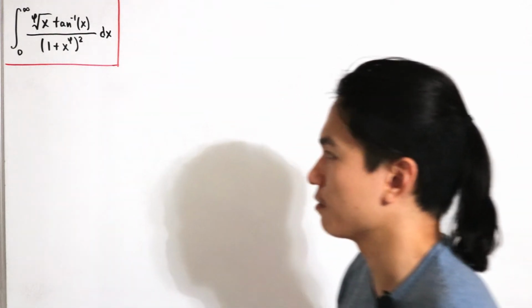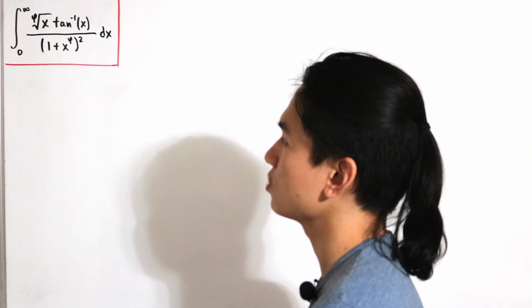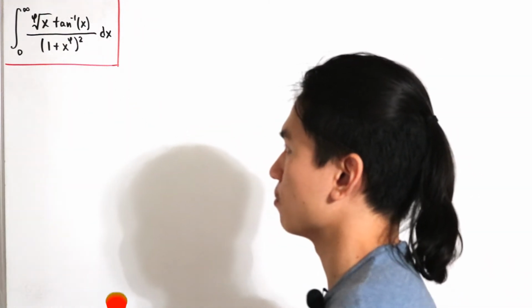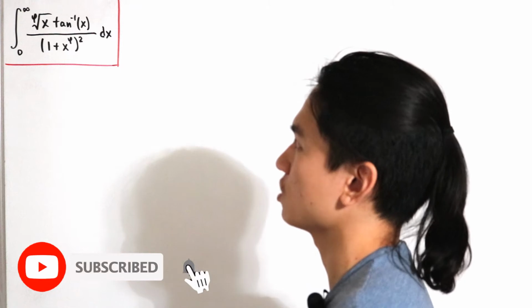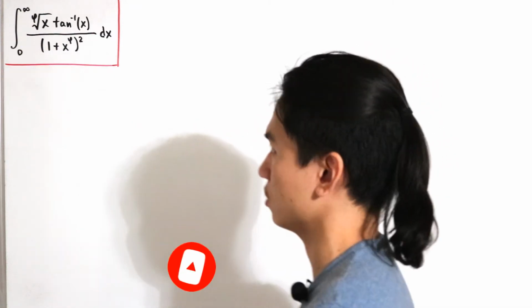In today's video, we have the following improper integral. We have the phi root of x multiplied by inverse tangent of x, divided by (1 plus x to the power phi) quantity squared, dx, where phi is known as the golden ratio.